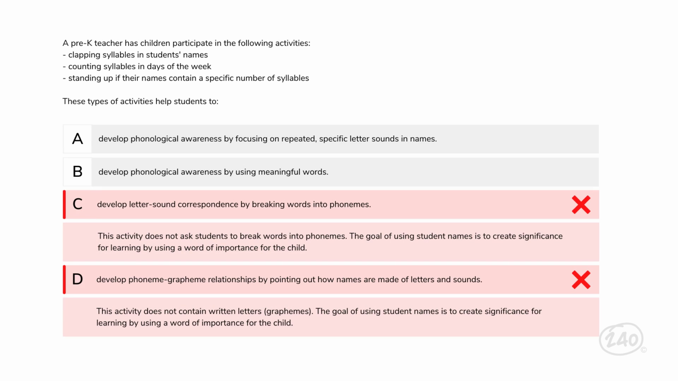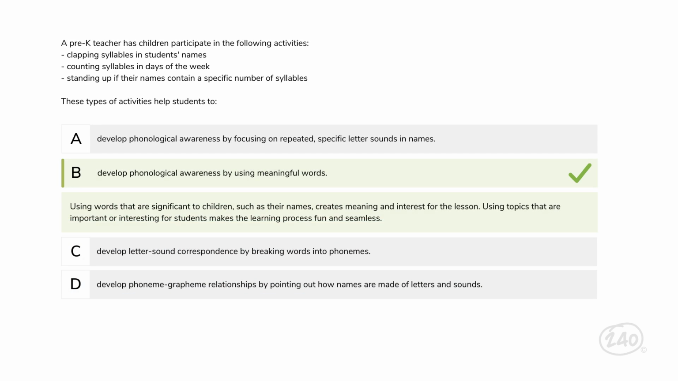Okay, those last two activities all involve hearing sounds, no written letters, so these two are out. They definitely promote phonological awareness, but is the focus on repeated letter sounds or meaningful words? The question feedback we give in our study guide could tell me that this activity doesn't focus on teaching specific letter sounds repeatedly. Some names may start with the same letters, but the goal of using student names is to create significance for learning by using a word of importance for the child. So this is the correct answer. Using words that are significant to children, such as names, creates meaning and interest in the lesson.